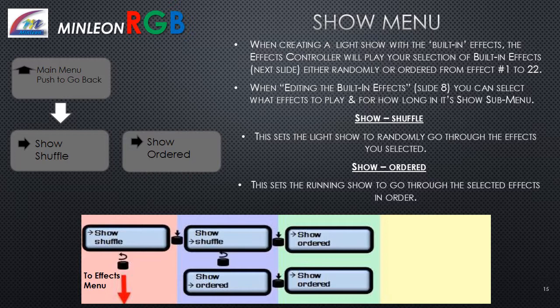Show Shuffle. This sets the light show to randomly go through the effects you selected. Show Ordered. This sets the running show to go through the selected effects in order.